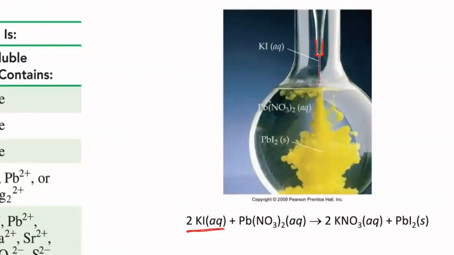And we also have lead 2 nitrate. And you can see that lead 2 nitrate is basically what is inside. Okay, all of that is lead 2 nitrate. Now, you see that they have the symbol AQ.